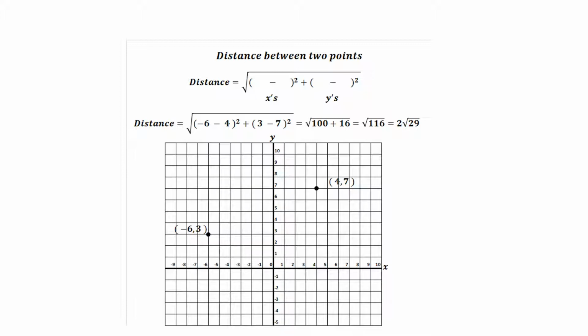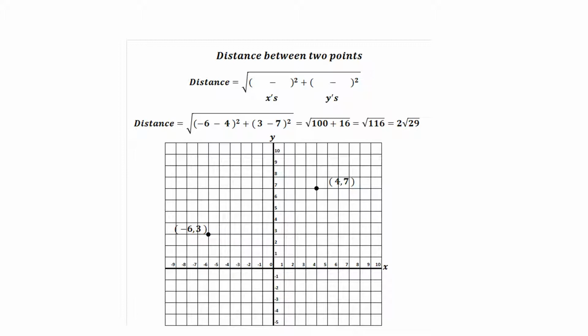So -6 minus 4 squared plus, then the y values, 3 minus 7 squared. -10 squared is 100, and -4 squared is 16. So you're taking the square root of 116, which is 4 times 29, and the square root of 4 times 29 is the square root of 4 times the square root of 29, and that's how I have the simplified answer as 2 times the square root of 29.